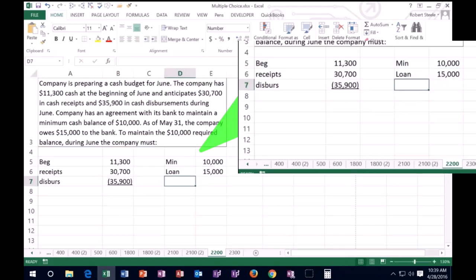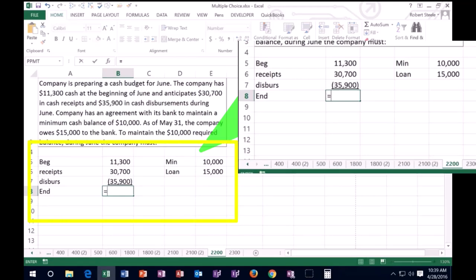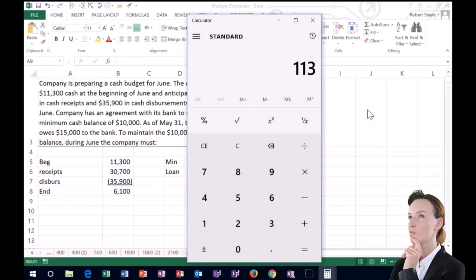So now we need to read that last sentence again. To maintain the 10,000 required balance during June, the company must do what? Well, let's see where we are at the ending balance as of now. I'm just going to sum these up. We had a beginning balance of 11,300 plus receipts of 30,700, that's what we think is going to happen, at least, minus disbursements of 35,900. So it's this plus this minus this, the last one being a negative number. We say enter, we get the 6,001. Of course, all we did was in a calculator say 11,300 plus 30,600 minus the 35,900 gives us the 6,001.